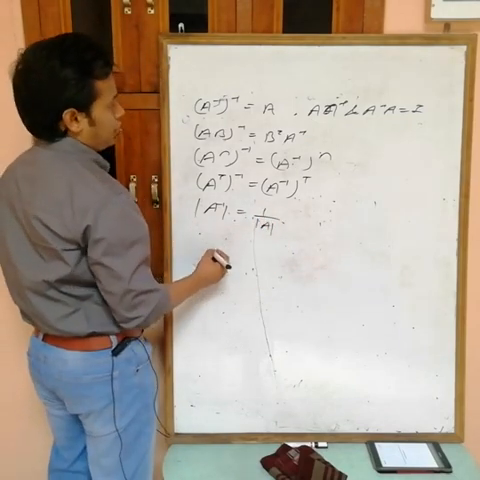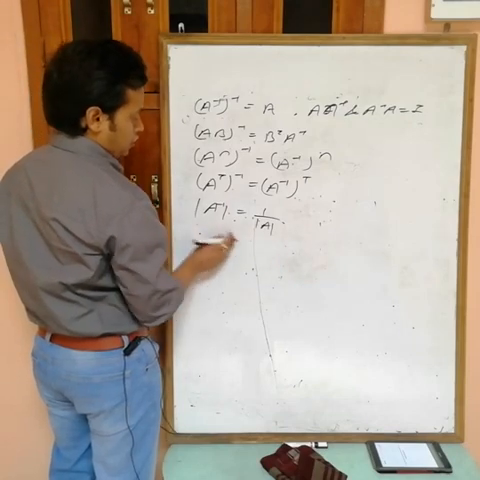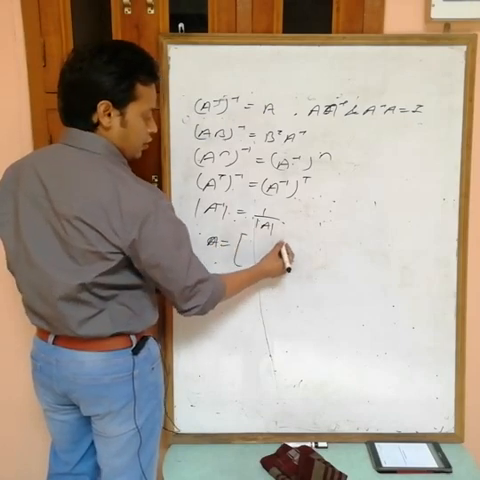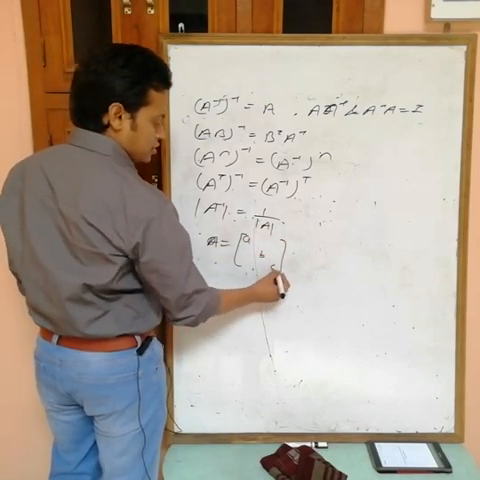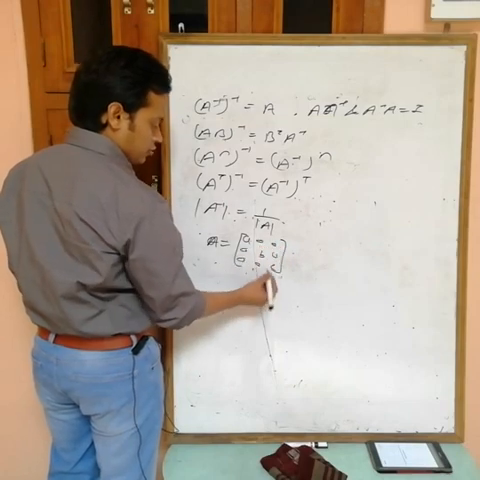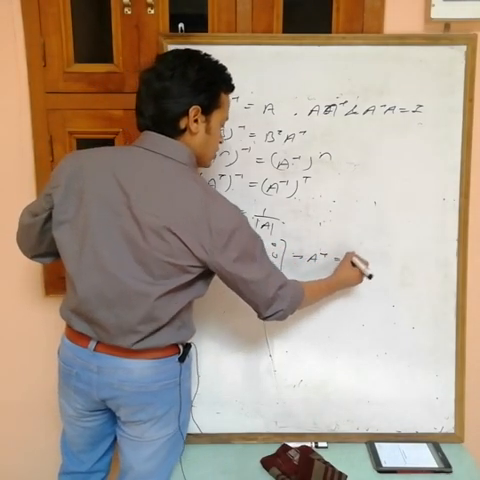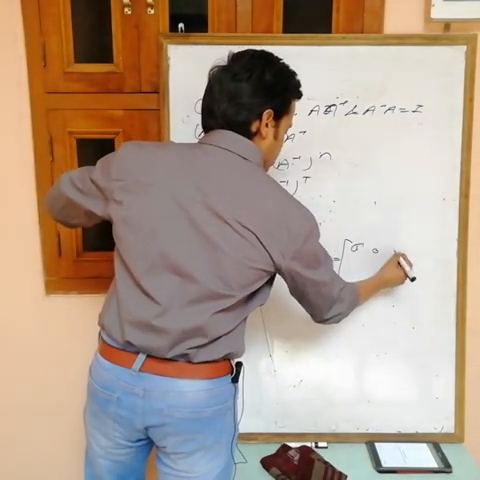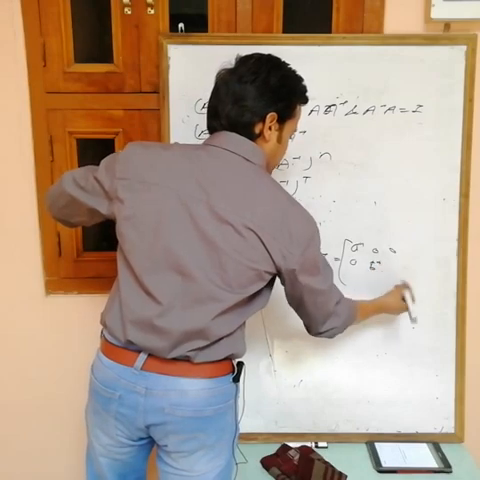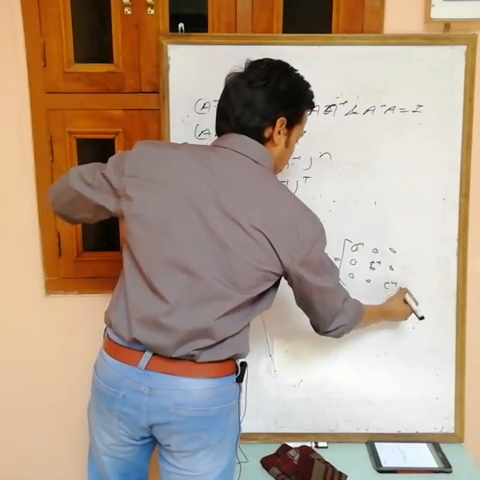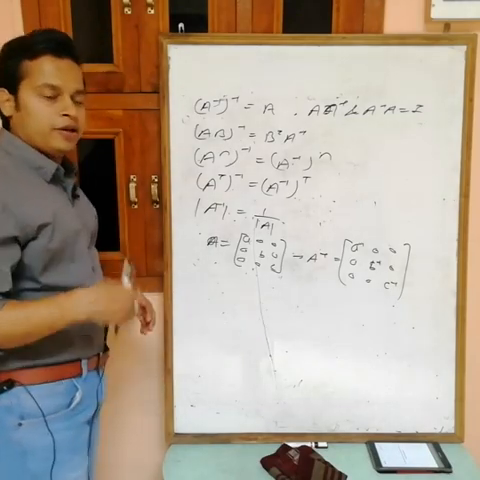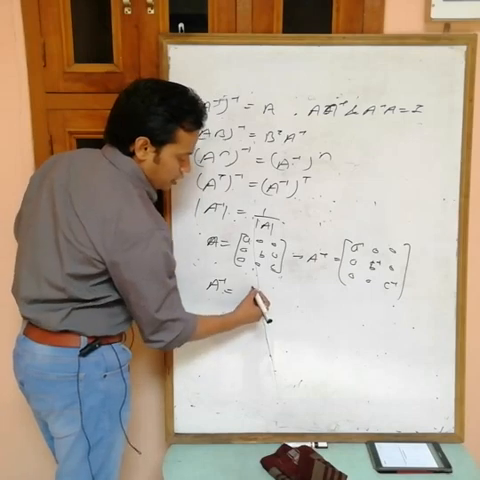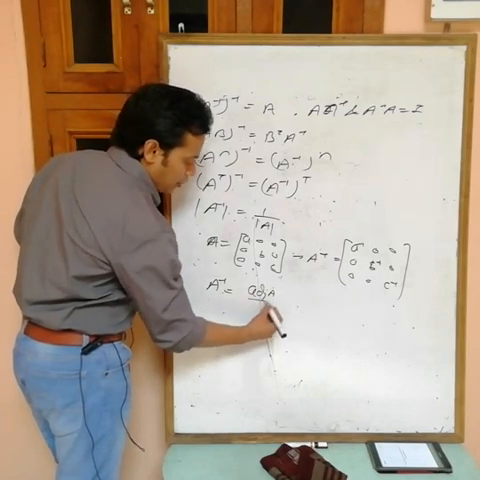And if A is any diagonal matrix with diagonal elements A, B, C and zeros elsewhere, then A inverse is also a diagonal matrix, with A power minus 1, B power minus 1, which means 1 by B, and C power minus 1. It means take the inverse of each diagonal element. And the formula of A inverse is adjoint of A by det A.